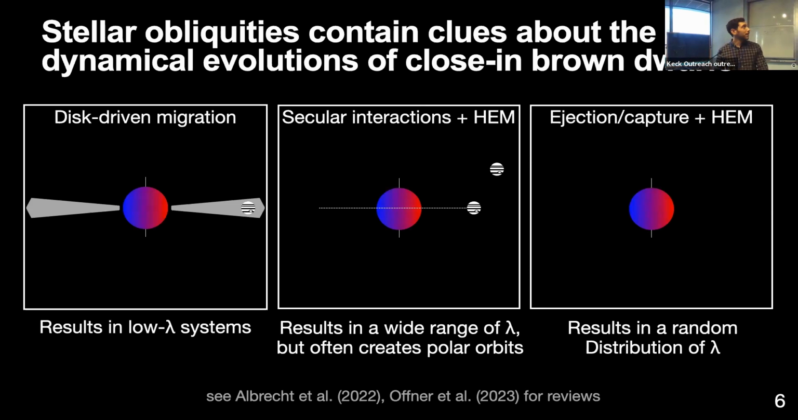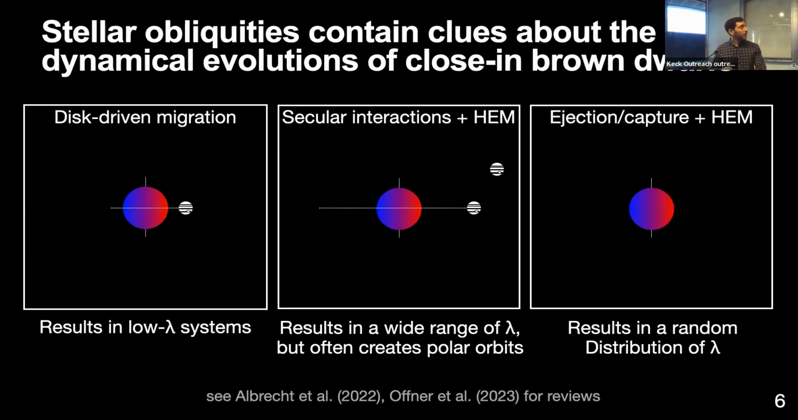On the far left, we have something akin to disk migration, like a giant exoplanet might do. Essentially, your brown dwarf forms very far away, probably in the disk, maybe via disk fragmentation, and exchanges angular momentum with the disk in a way that causes it to move inward. This should result in pretty much low lambda systems, so mostly prograde and aligned orbits, assuming that your disk is primordially aligned with your star.